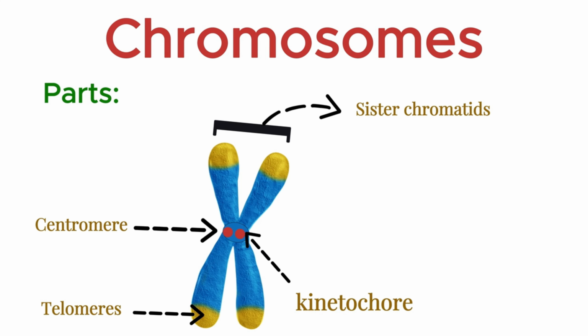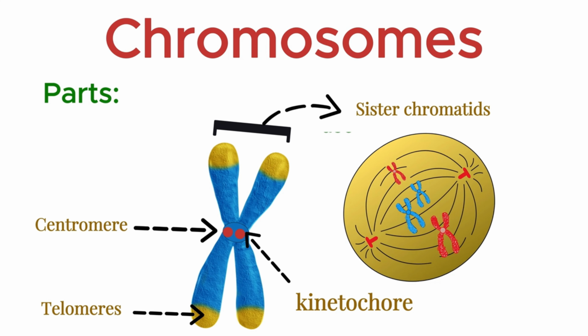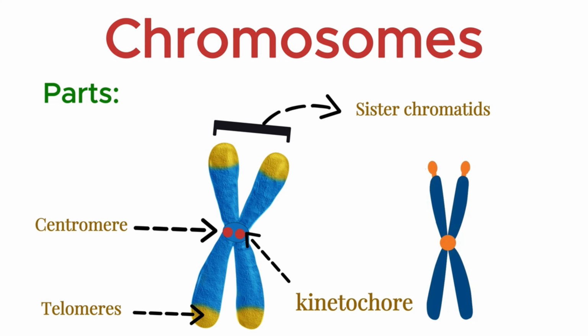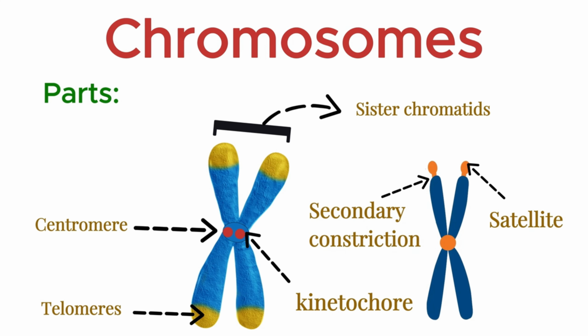Here is the kinetochore, a protein structure that forms on the centromere during cell division. It serves as the attachment point for spindle fibers, ensuring accurate separation of chromatids. Satellite is a small segment of a chromosome separated from the main body by a secondary constriction. It often contains genes for ribosomal RNA and plays a role in nucleolus formation. So, these are the major parts of a chromosome.